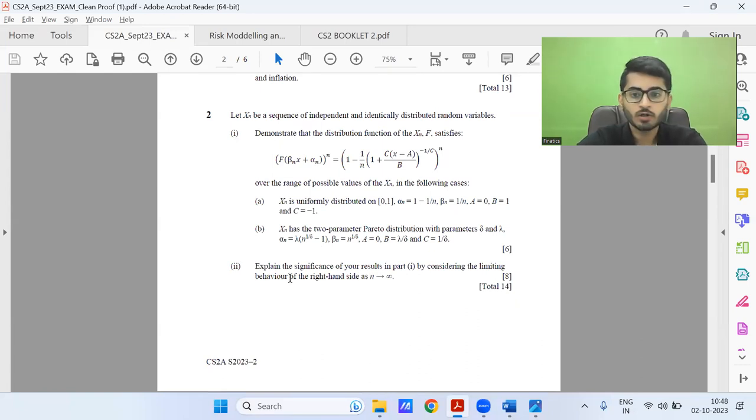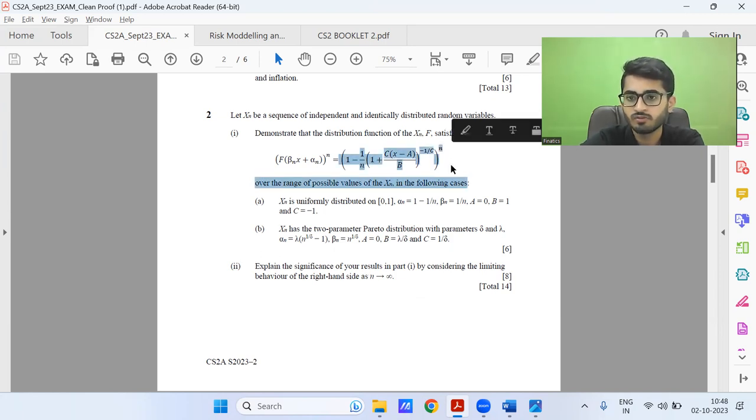So then part two, 8 marks. This is also where many of you did struggle. Explain the significance of the results in part one by considering the limiting behavior of the right-hand side as n tends to infinity. So this entire term as n tends to infinity.